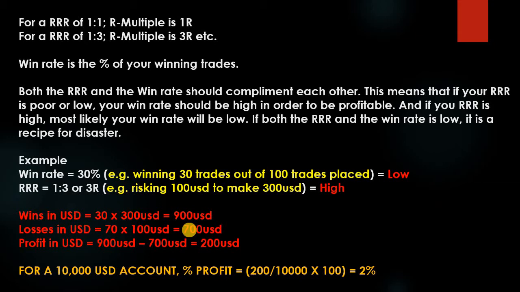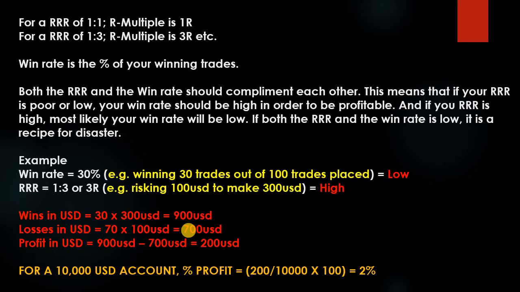Both the risk to reward ratio and the win rate should complement each other. This means that if your risk to reward ratio is poor, your win rate should be high in order to be profitable. And if your risk to reward ratio is high, most likely your win rate will be low. But if both the risk to reward ratio and the win rate are low, then it becomes a recipe for disaster and not advisable.